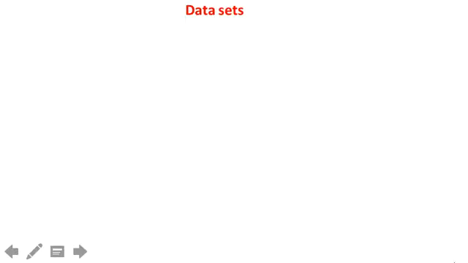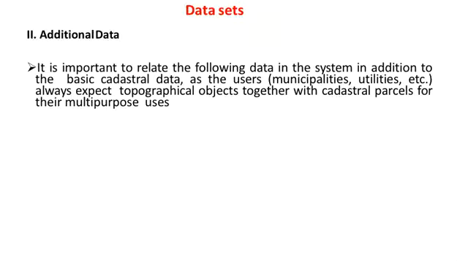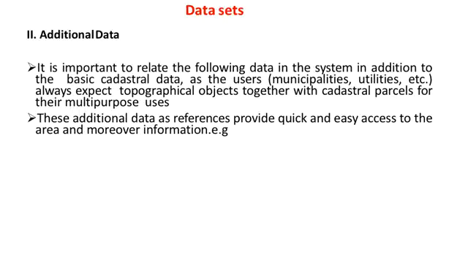Next is additional data. It is important to relate the following data in the system. It adds to basic cadastral data, as the users, municipalities and utilities, always expect to have a topographic object together with cadastral data for multi-purposes. Multi-purpose suggests that it includes natural, artificial, as well as height information. In other words, we can say that it's topographical data with parcel data. So the additional data will provide easy and quick access and more information.